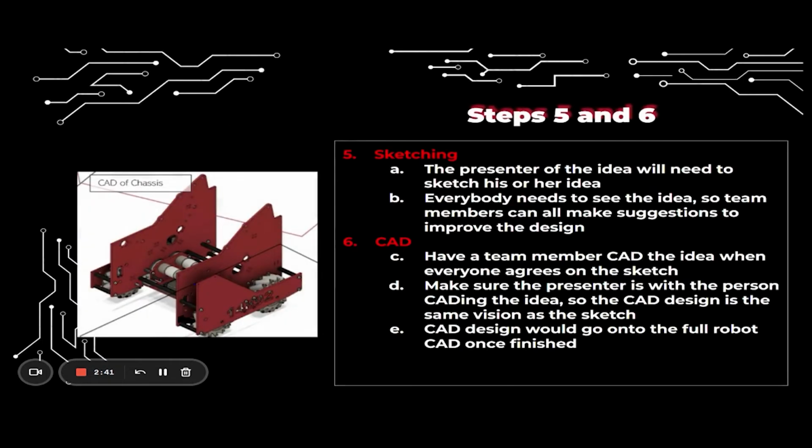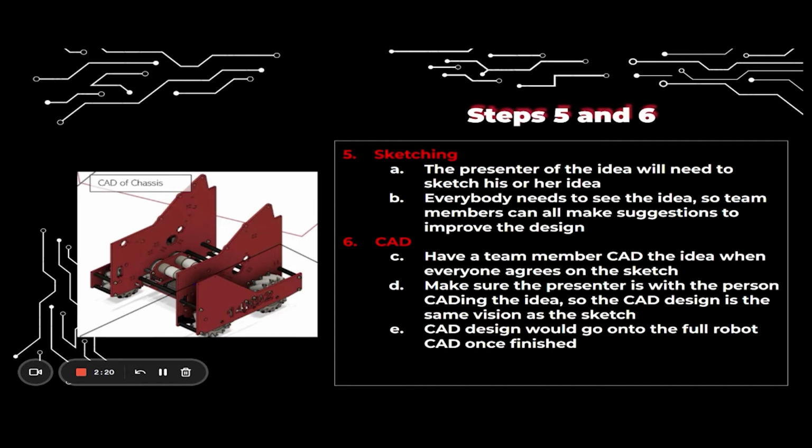So steps 5 and 6 are sketching and CAD. The presenter of the idea will need to sketch his or her idea. It does not have to be a good sketch. It just has to be good enough for the entire team to get a feel for what the design will look like. So everybody needs to see the idea so the team members can all make suggestions to improve the original design. Next up, we got CAD.